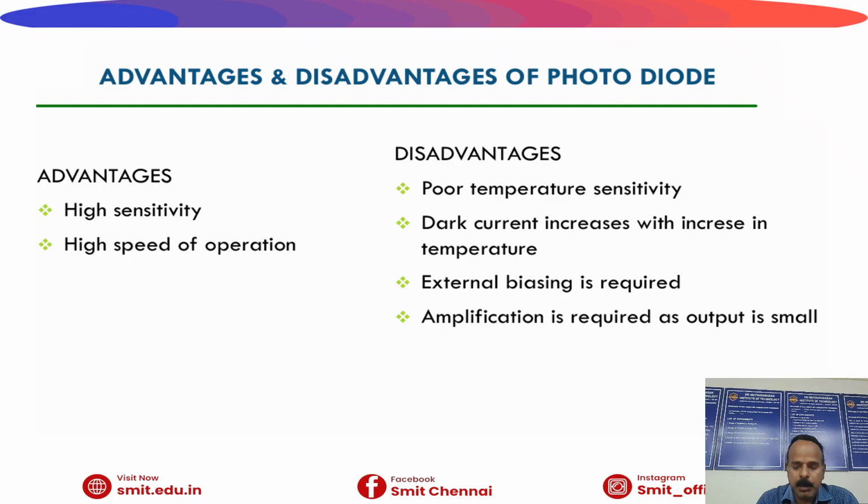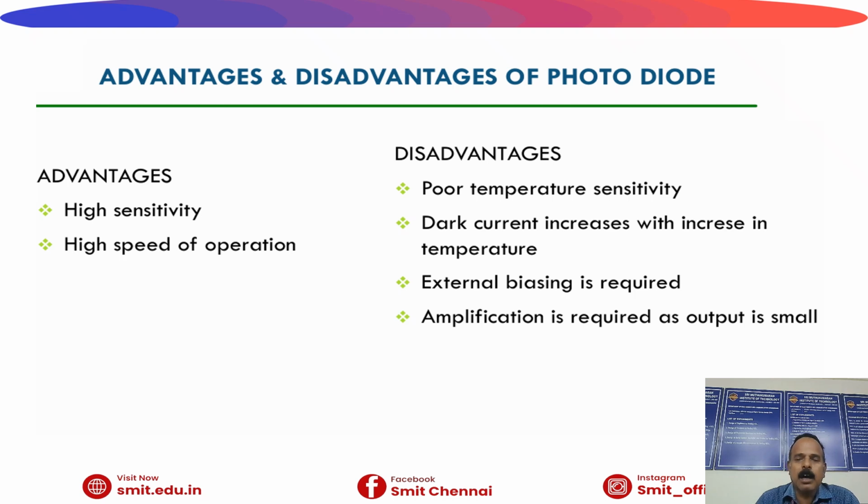Photodiodes are primarily used in optical switching circuits as well as in networks. Particularly, they are very widely used in modern electronic devices for converting optical signals into electrical signals. The primary disadvantage is poor temperature sensitivity, as the dark current increases with an increase in temperature. The third primary disadvantage is that the biasing required externally is also a prime concern. Then the amplification required for the output is very small. So these are the primary disadvantages of photodiodes.